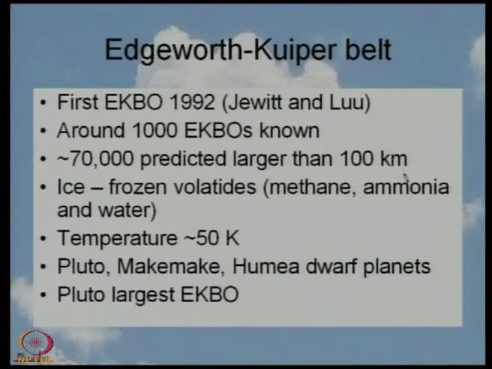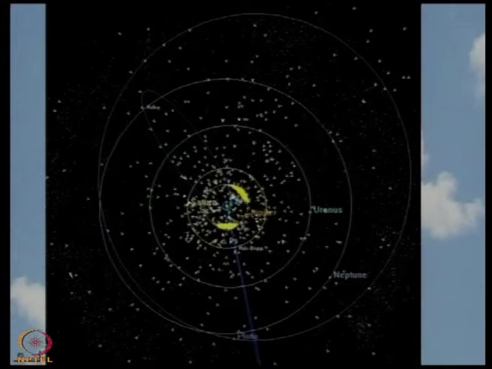So you have these objects roaming around in orbit over there, and Pluto is now a part of the Kuiper belt. That is quite obvious when you look at the orbit of Pluto. Okay. So, this is the Kuiper belt.